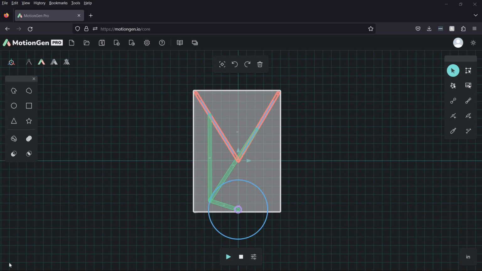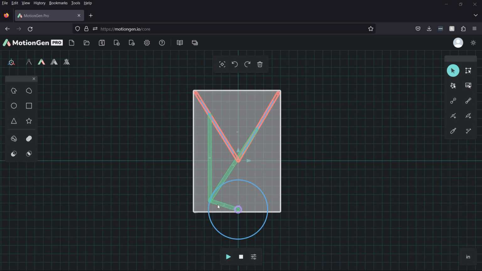Hello, my name is Logan Malone, and for my 3D design project I decided to make a V engine. As you can see here with my MotionGen Pro schematic, I essentially have the ground here, which represents the block.